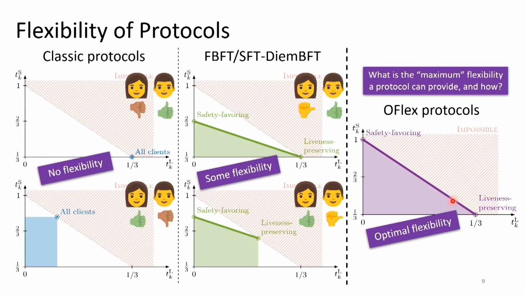So what we achieve in these protocols is that any client can choose their liveness and safety resilience on this purple line. And that means the line is right at the boundary of the impossible region, so this must be optimal flexibility. Hence the name OFlex, right? And so here, every client is as happy as they can ever hope to get.